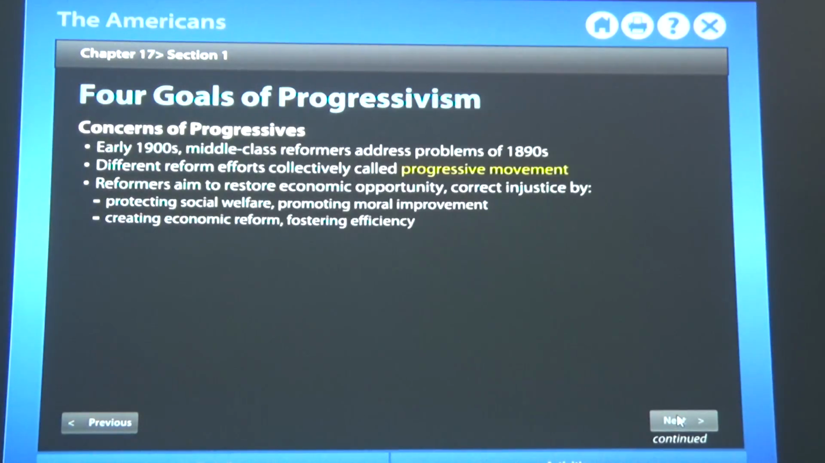So their four main ideas are protecting social welfare, meaning taking care of people, promoting moral improvement, which leads eventually to prohibition, and creating economic reform. Again, federal income tax comes into play, but also fostering efficiency within businesses to make them more responsive to the needs of industry and demands that consumers put on the economy as well.